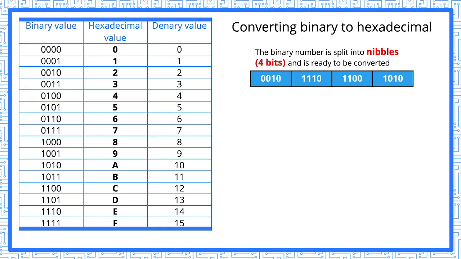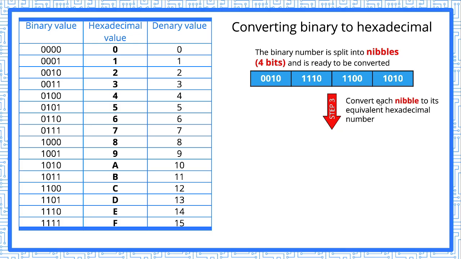So now the binary number is split into nibbles. That's what we call nibbles. Each 4 digits are called a nibble. 8 digits are called a byte. Remember this. You can stop the video, go back, and then you can easily remember it if you hear it once, twice. So now we have our binary number ready for conversion.